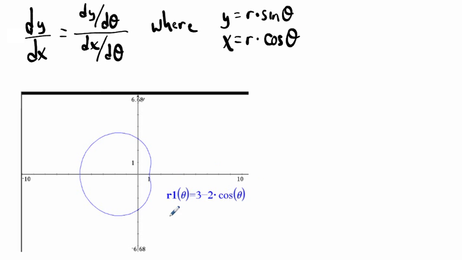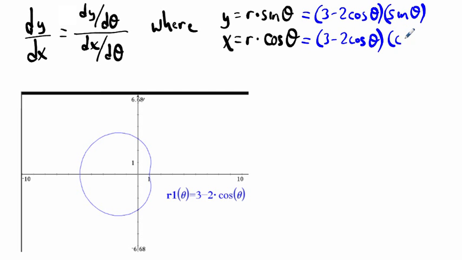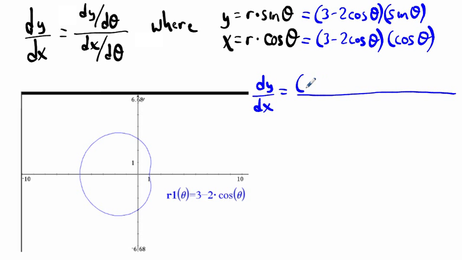So in this particular case, y is r times the sine of theta, and x is r times the cosine of theta. So when we go to find dy dx, dy d theta is the derivative of this with respect to theta. This is a product rule problem. The product rule is so much fun.